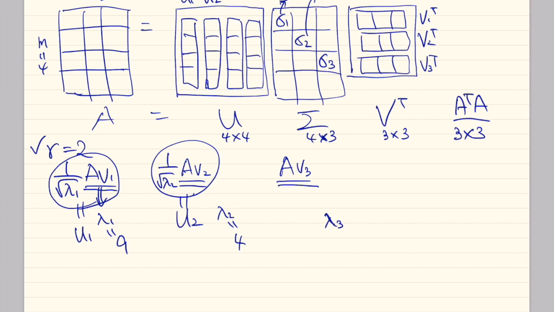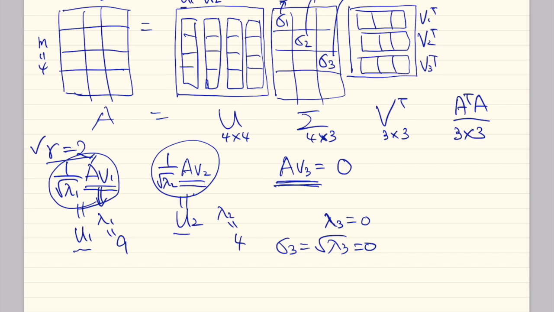So by definition, r is 2 and so lambda 3 is 0, right? And so the vector length of this vector is actually becoming a 0 vector, right? And then the square root of lambda 3, which is sigma 3, is 0, so this will be 0, okay?